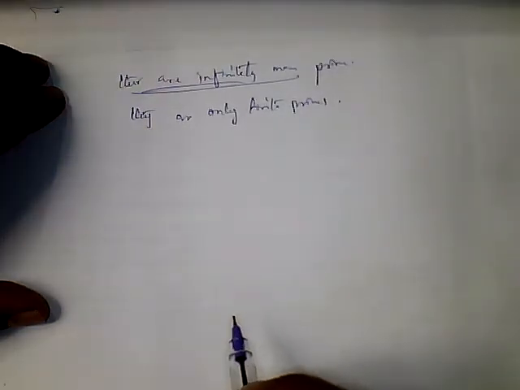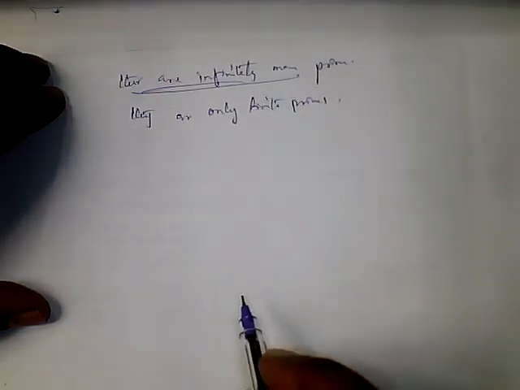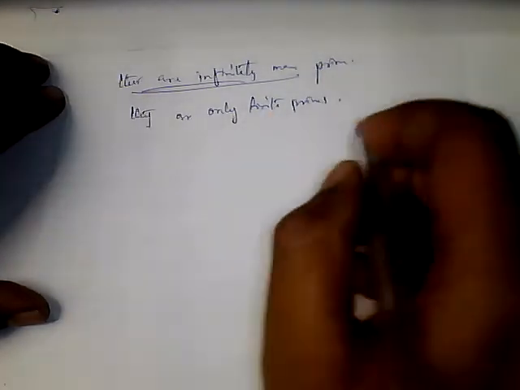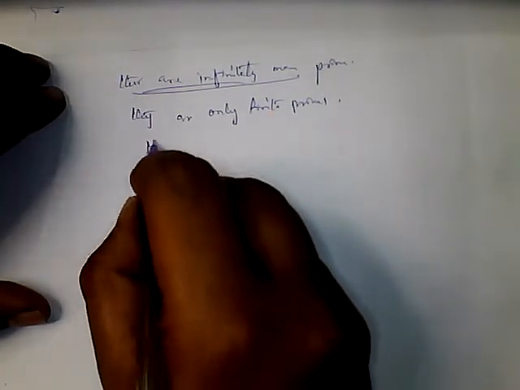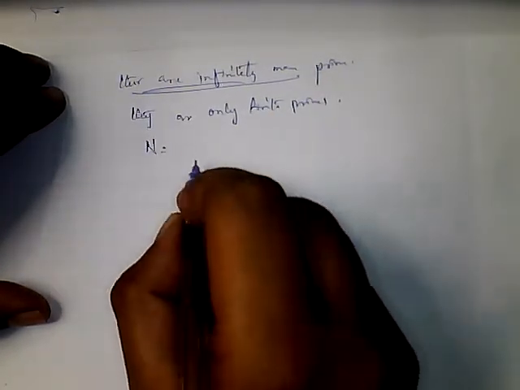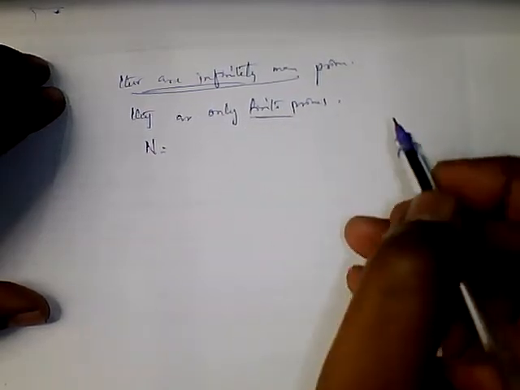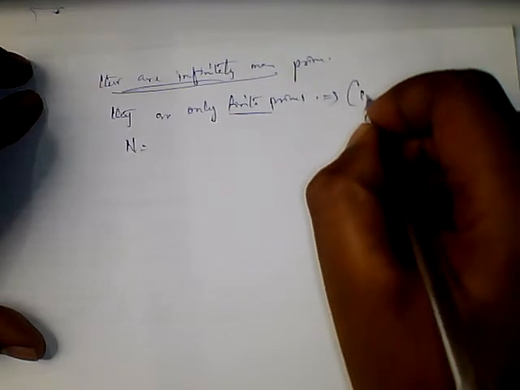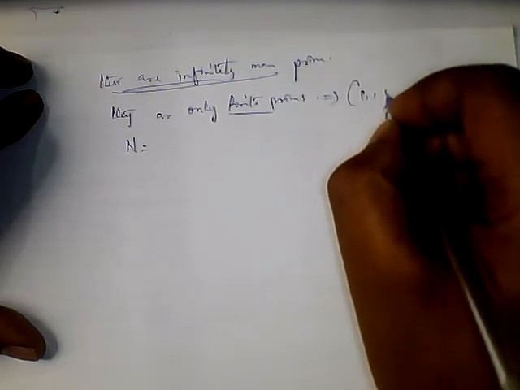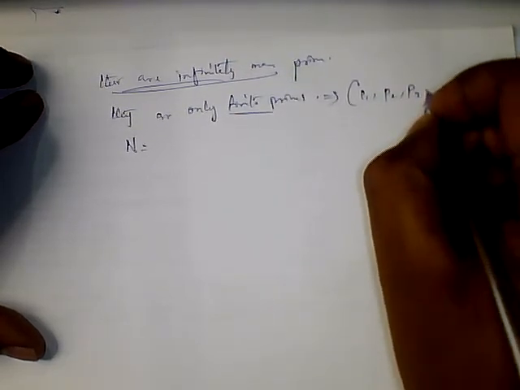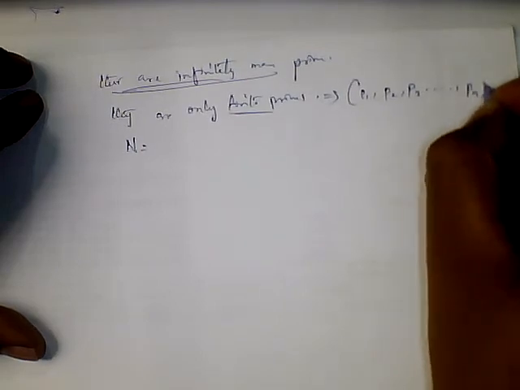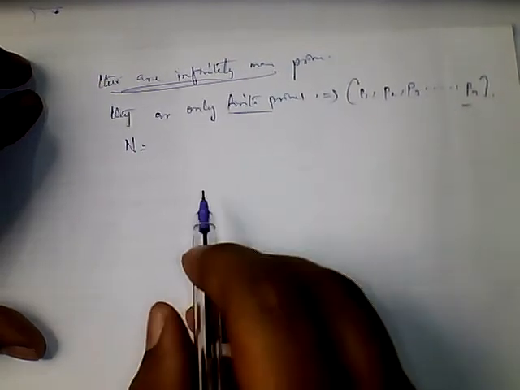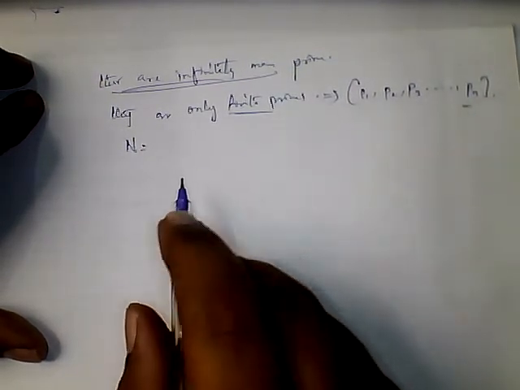Now, if there are only finitely many primes, I'm just assuming a number n that is equal to the product of these finite primes. Let these primes be p1, p2, p3, and so on up to some pn. This is a finite number, stopping at some n.